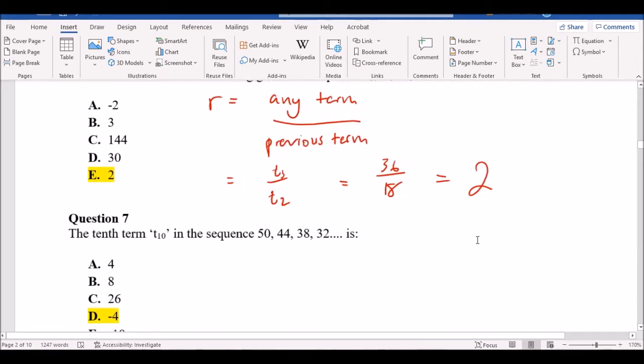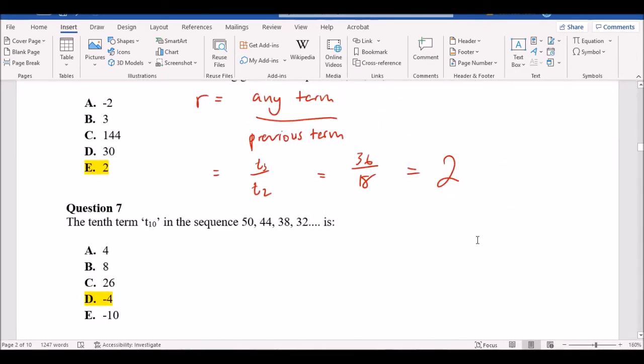Let's do the next one. The 10th term in this sequence is, so you've got 50, 44, 38, 32. Let's first figure out if it's arithmetic or geometric. If I try to minus each one, so if I go 44 minus 50, it'll be negative 6, okay? And then if I go 38 minus 44, it also is negative 6. Same thing with 32 minus 38, which is negative 6. So therefore, the common difference, I can use any. I'll go 38, take away 44, equals negative 6.